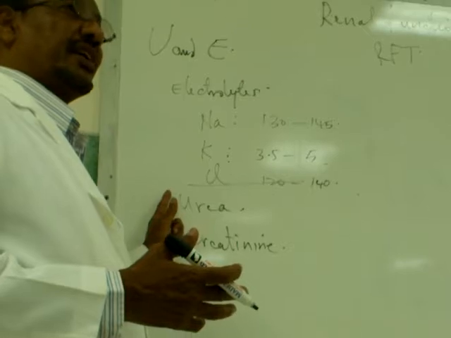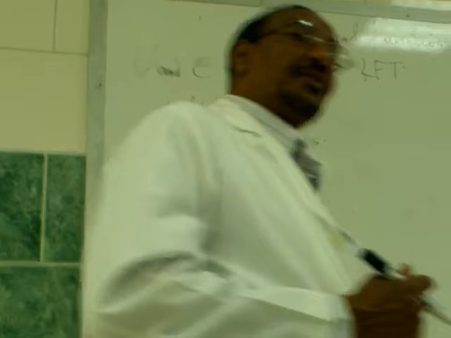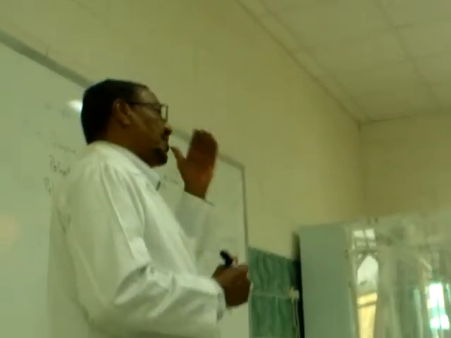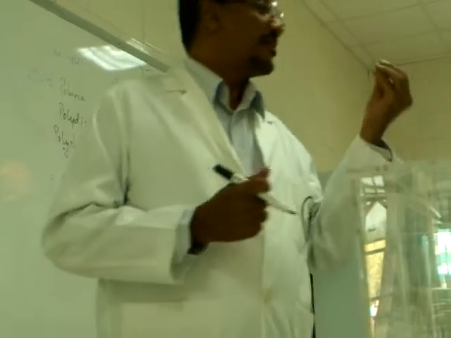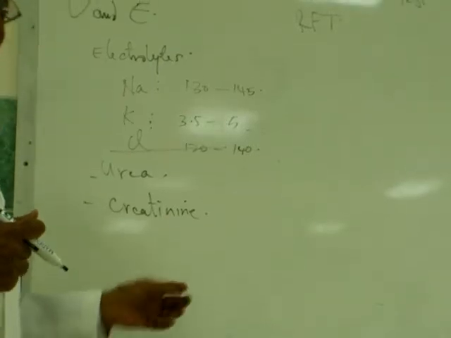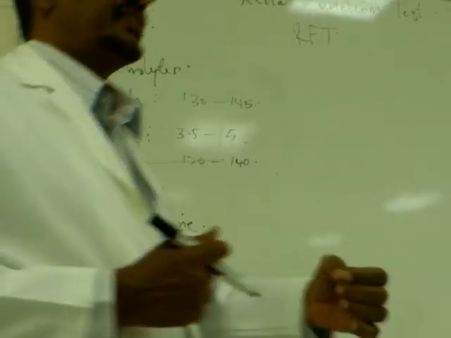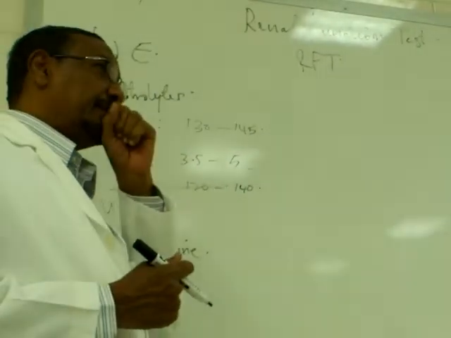Then we will see the urea. What's the urea? Waste product of protein. Protein catabolism will give you ammonia. Ammonia will be converted into a water-soluble form by the urea cycle, and it's eliminated. What about creatinine? Waste product of muscle, waste product of creatine phosphate. The creatinine is eliminated in the kidneys. So these are the wastes which are eliminated in the kidney.